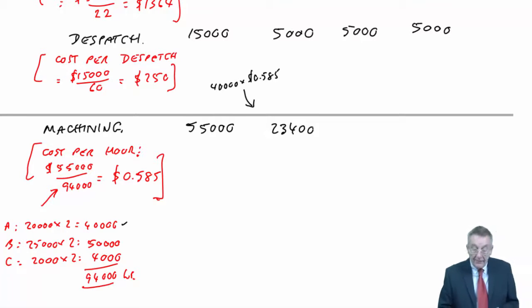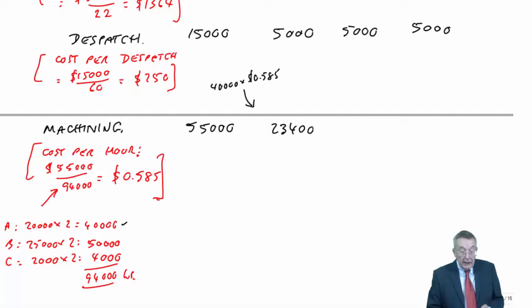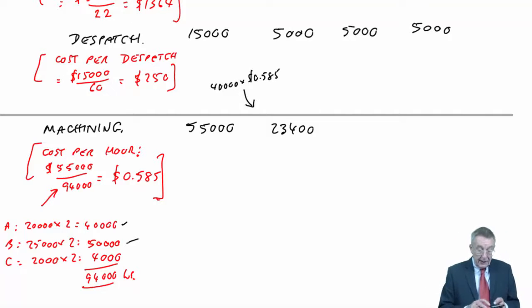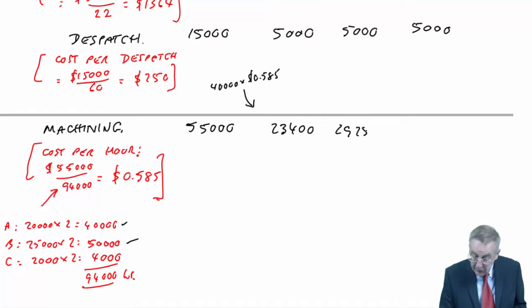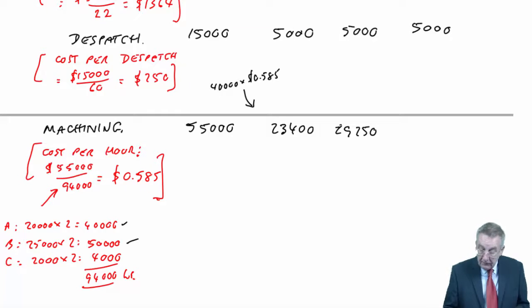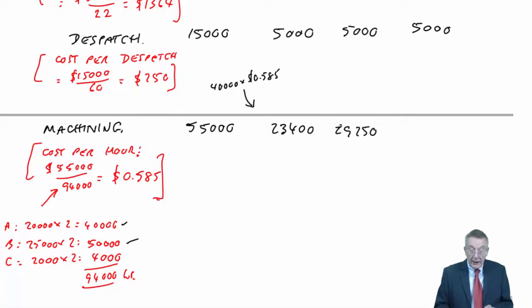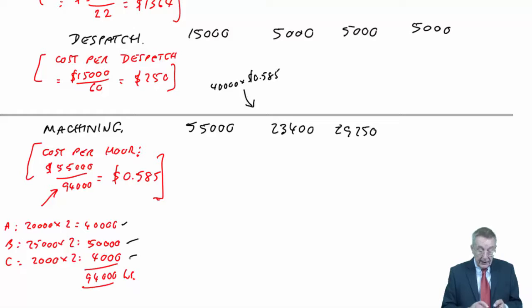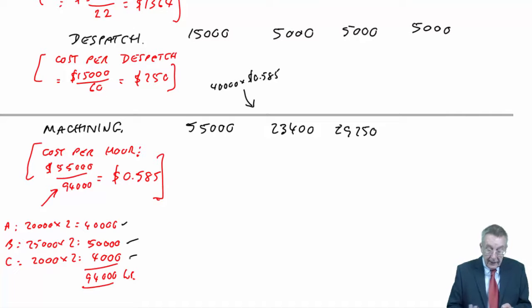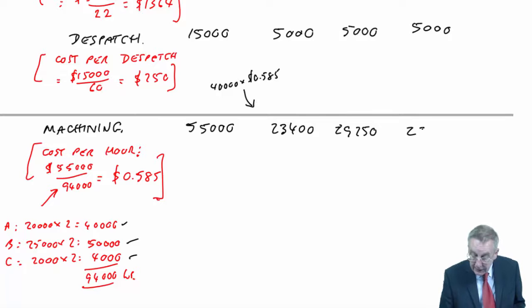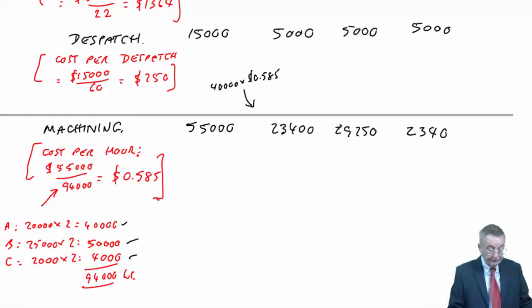23,400. Product B, 50,000 hours is 29,250. And finally, product C, 4,000 hours, I get 2,340.